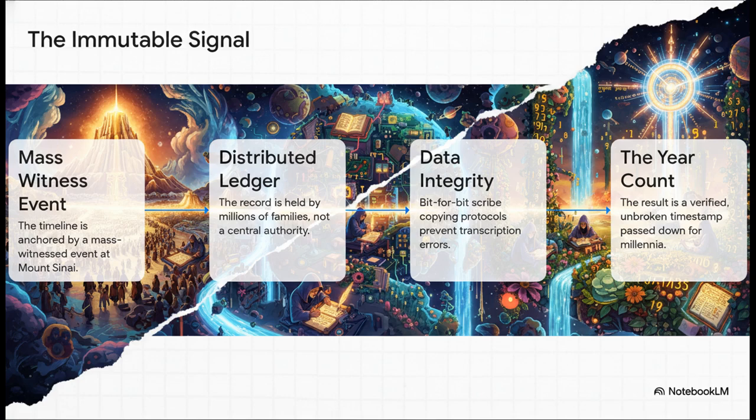Now, this is where it gets really fascinating. The source frames this whole system using language from modern information theory. It starts with a mass witness event at Sinai. You could think of that as the Genesis block. Then, that information is secured on a distributed ledger, not on one server but across millions of families or nodes. The data integrity is maintained by incredibly strict protocols like scribes making bit-for-bit copies of texts. And the result of all this? An immutable signal, the year count.